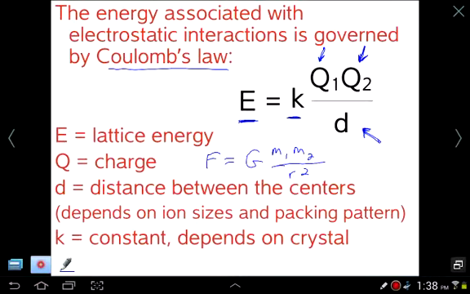Interestingly, this works in electrostatics, works with gravity, and it works in many other areas of science and of human life. This law of the closer you get, the stronger the attraction, actually works in many areas, including girls.